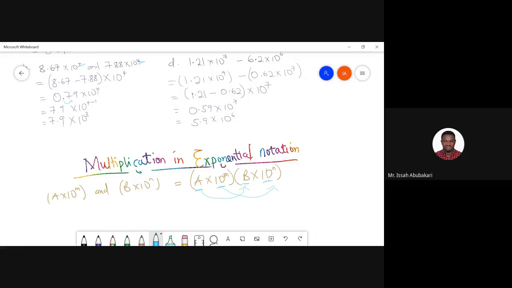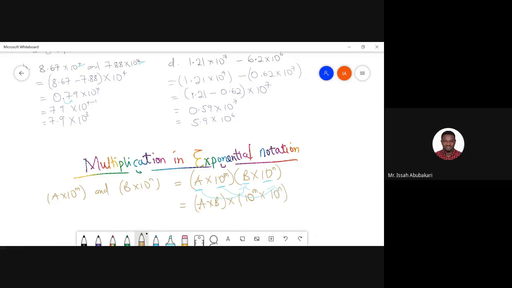We multiply the numbers together, which in this case are the alphabets. And on the other hand, we multiply the base 10 also together. Is that okay? So let's try to finalize this. We are going to have a multiplied by b in one bracket, and the whole of this should multiply by 10 power m multiplied by 10 power n.